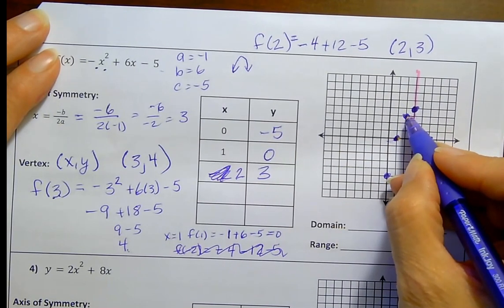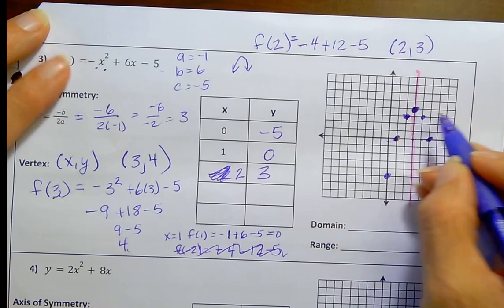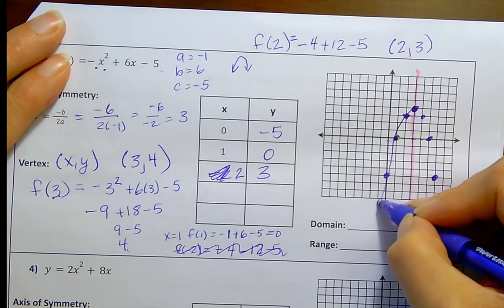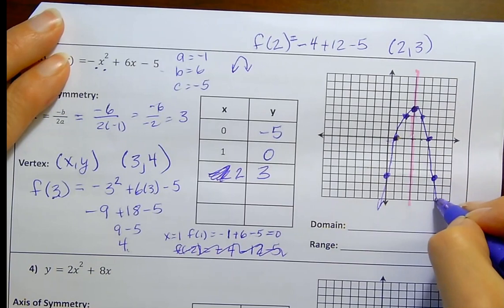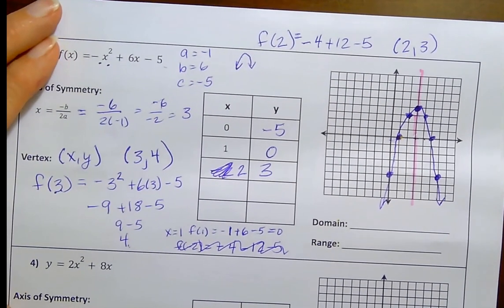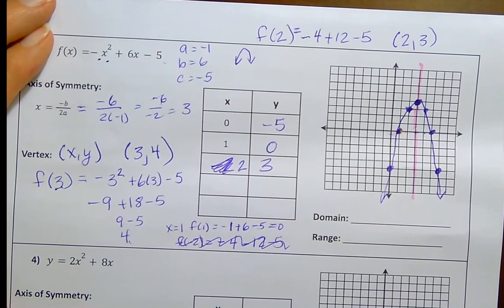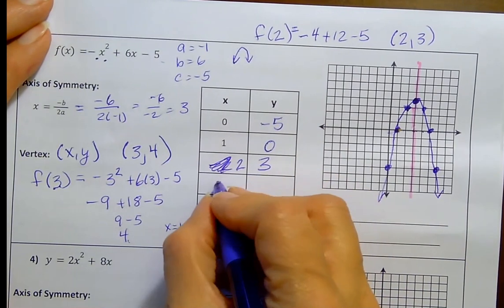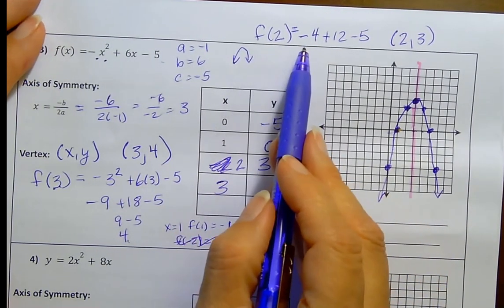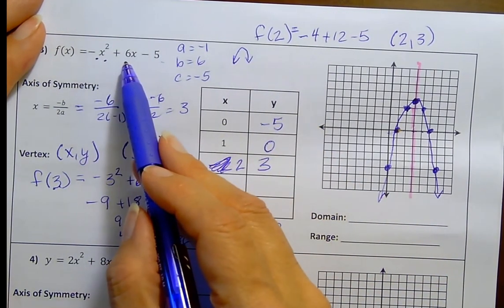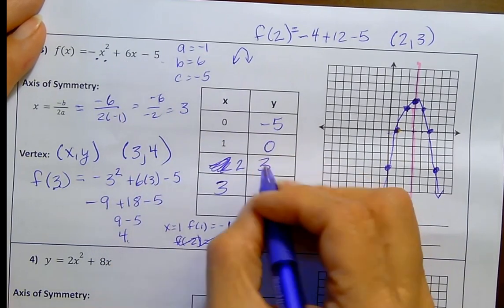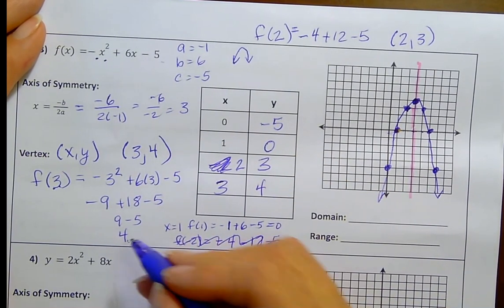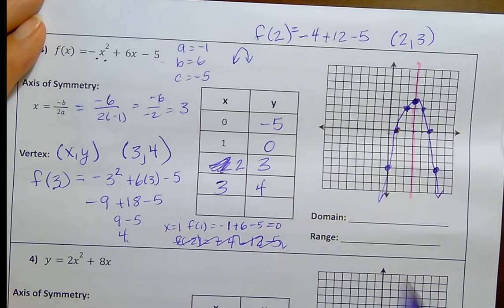And if I have a point 1 to the left of my pink line, I'm going to have a point 1 to the right. Okay, so you can do as many points as you're willing to do. That is roughly what our parabola is going to look like. So if I wanted to, I could plug in 3, and then I'd have negative 9 plus 18 is 9. 9 minus 5 is 4. I feel like we did that one. Oh yeah, because that was our vertex.